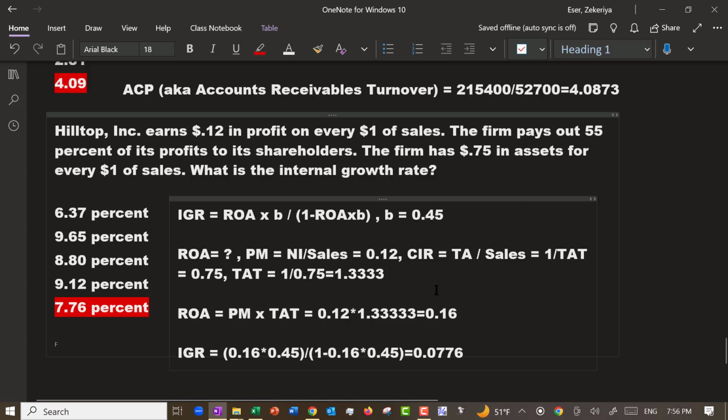Is it clear how I got to that answer? I basically recognized what this information means. It means PM, it means capital intensity ratio. And then I knew from Baby DuPont, I could write return on equity as profit margin times TAT. The rest is just letting OneNote do the arithmetic for you. I didn't even have to use Excel for that. It's also a nice little fancy calculator.